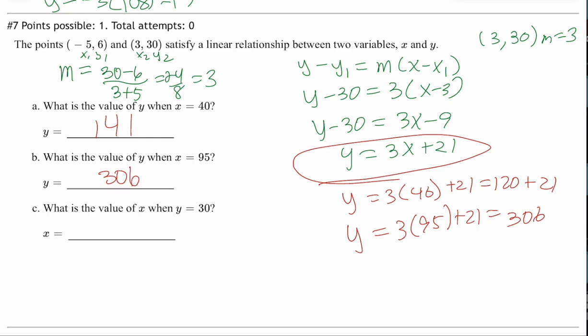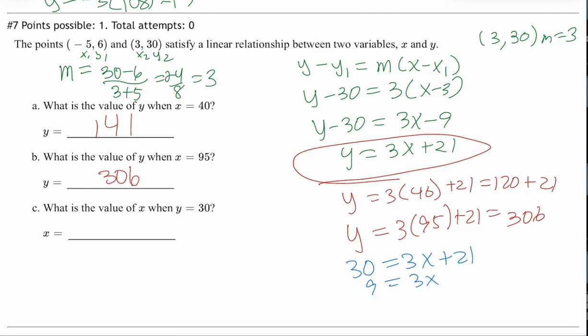Now the one that's different is C. It says, what is the x value when y is 30? So this time we know the y value has to be 30. So let's put 30 there. And then it's an equation. You just got to solve. So I'm going to subtract 21 from both sides. I'm going to divide by 3. So the answer is 3. So there's example 7.